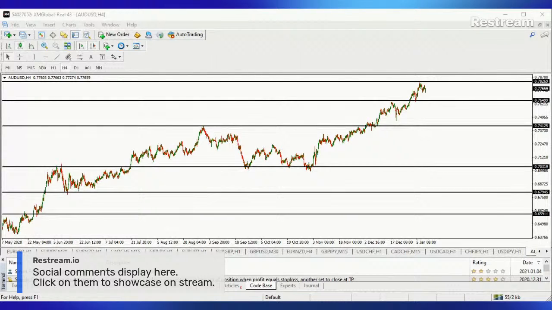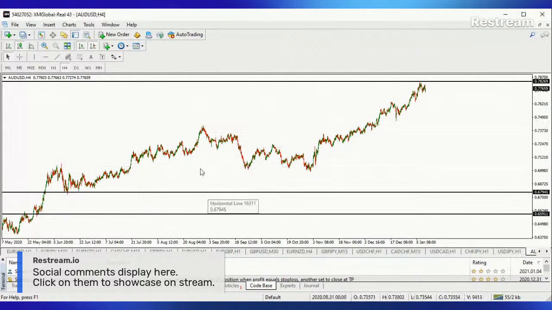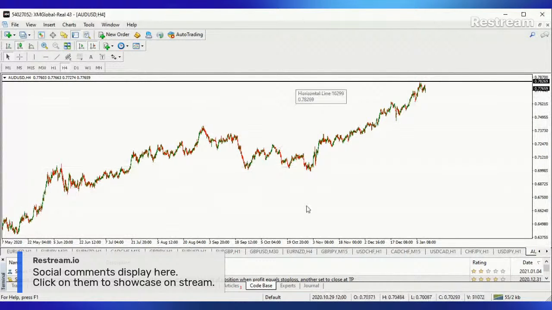So I've done one analysis. I'm now going to look at AUDUSD. So we start with the support and resistance. So I'll start here.